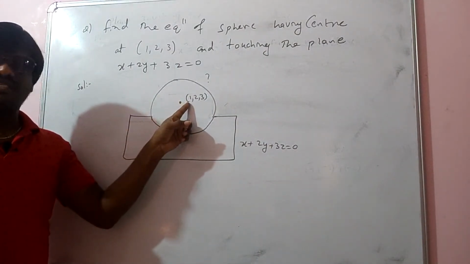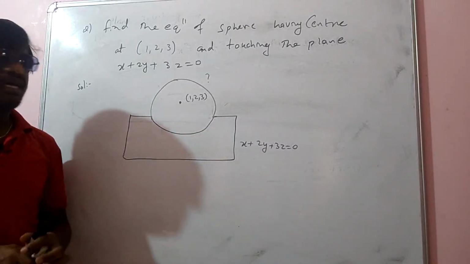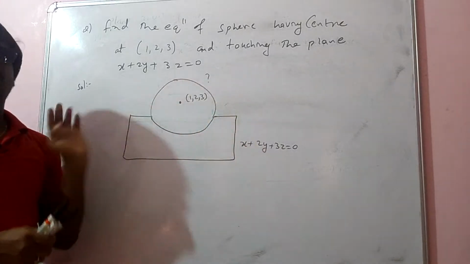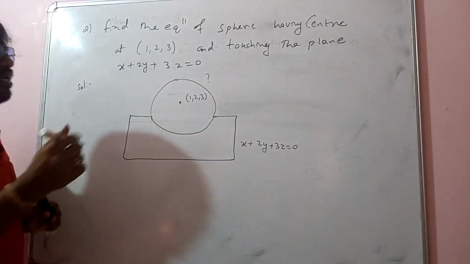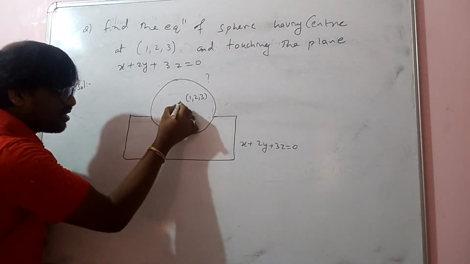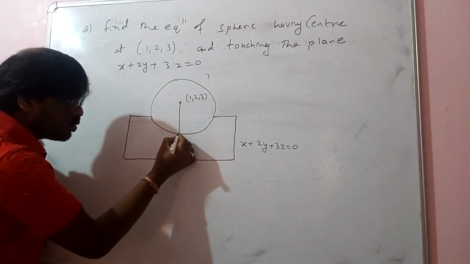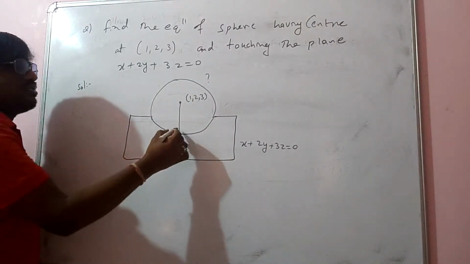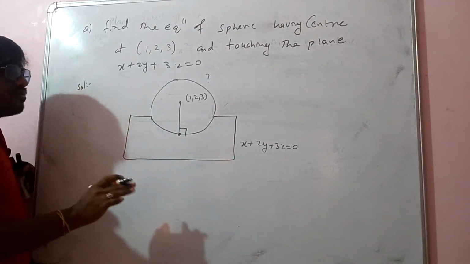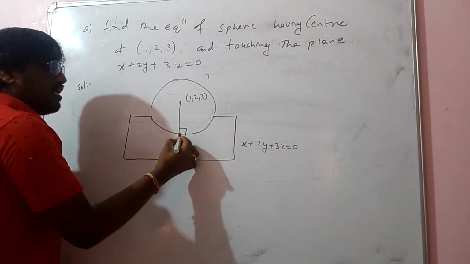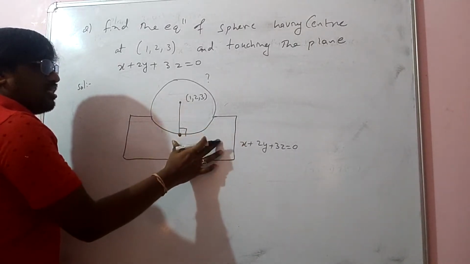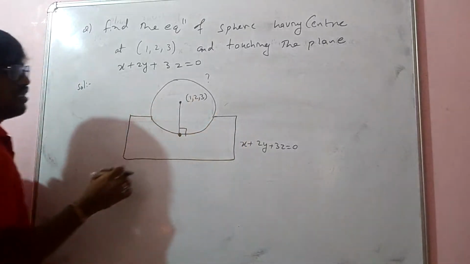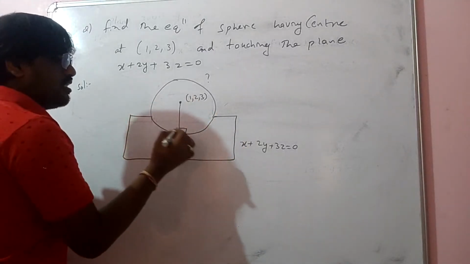They have given the center of the sphere and a plane which is touching the sphere, and you have to find the equation of the sphere. So how to find that? What I want to say here is that the perpendicular distance which you drop on the plane and the radius are both equal. If I drop a perpendicular from this point on this plane, what am I going to get? This point, right?